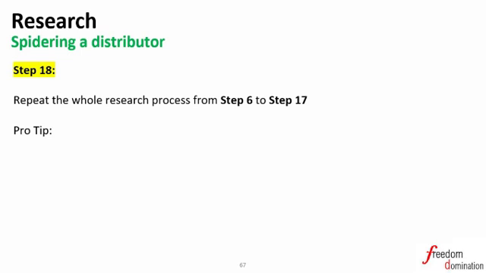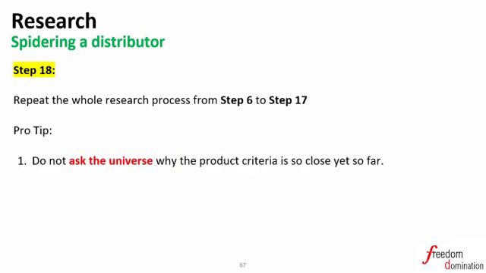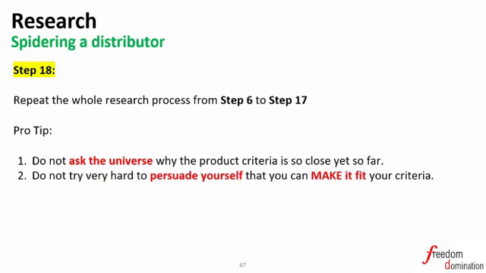Next is to repeat the whole research process again from step 6 to step 17 to source for another product. Now, a professional tip: we do not ask the universe why the product criteria is so close yet so far. We do not try very hard to persuade ourselves that you can make it fit your criteria.